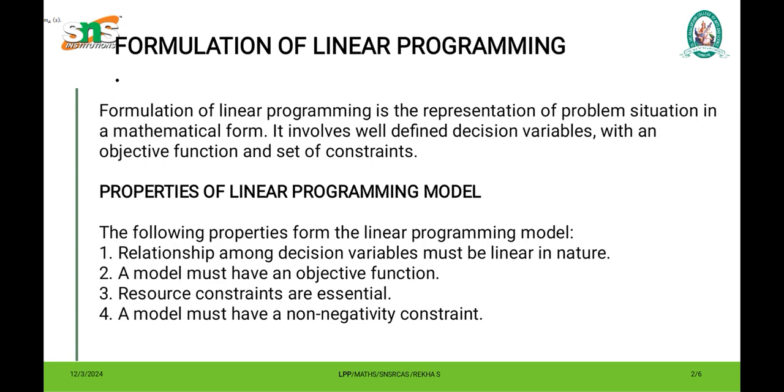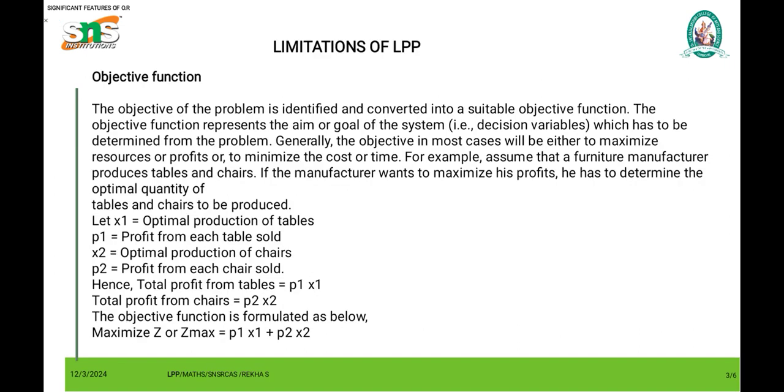So normally, if you have an industry-oriented problem, first of all we have to convert it into a mathematical form and identify the objective function. The properties of the linear programming problem are that the relationship among the decision variables must be linear in nature, the model must have an objective function, resource constraints are essential, and the model must have a non-negative constraint.